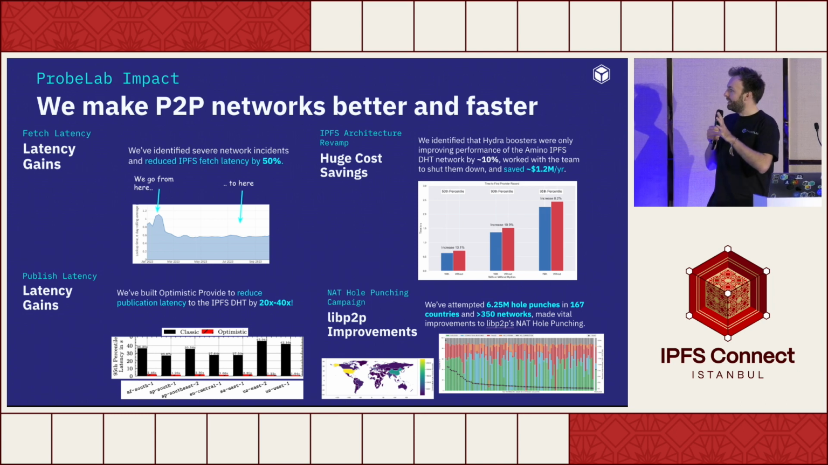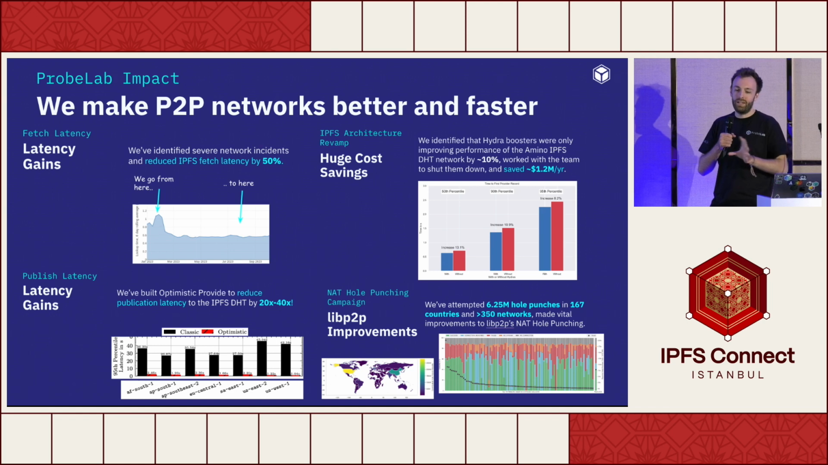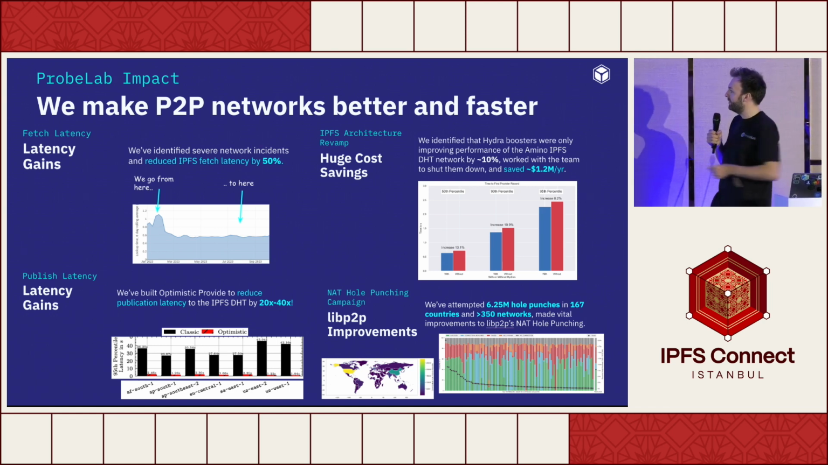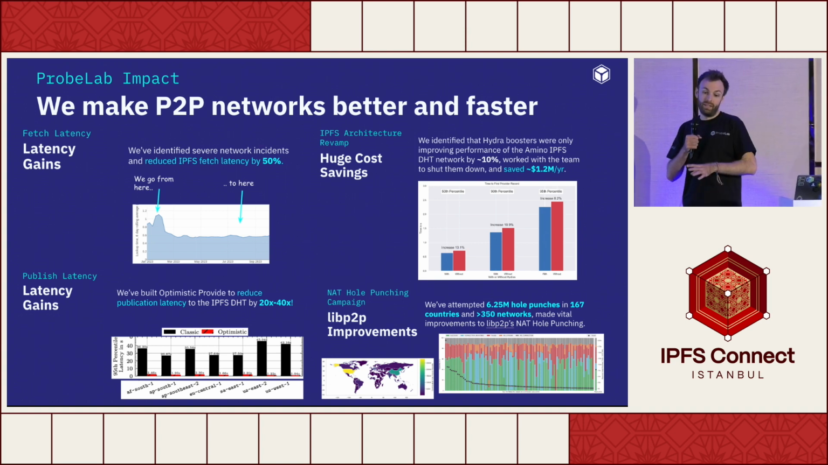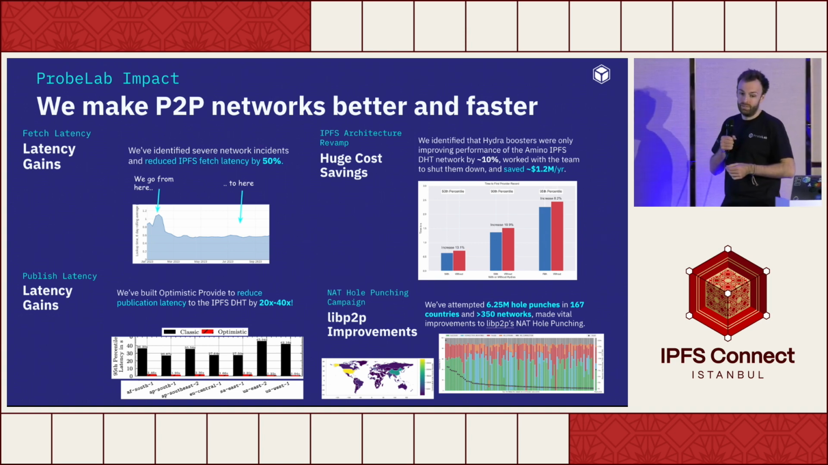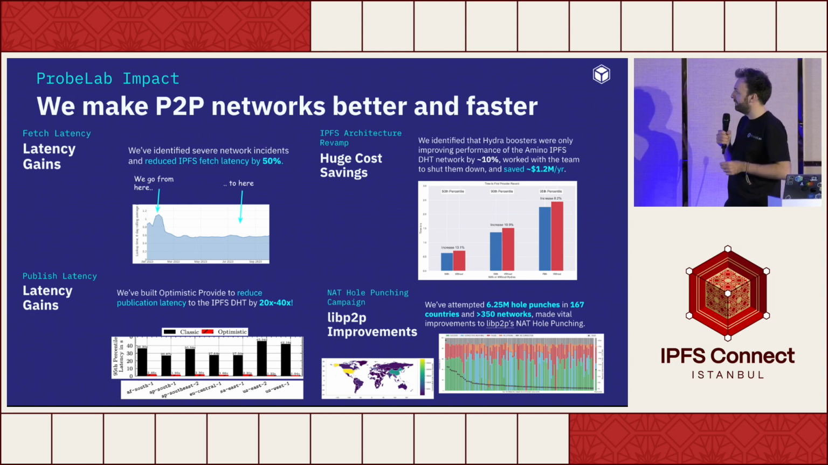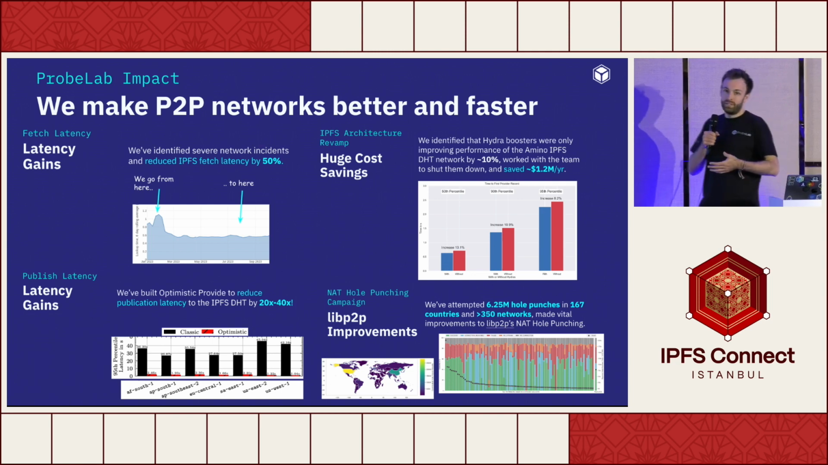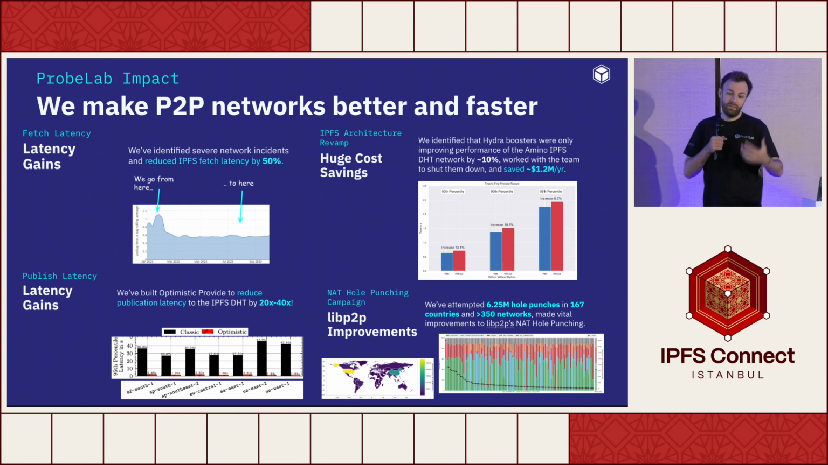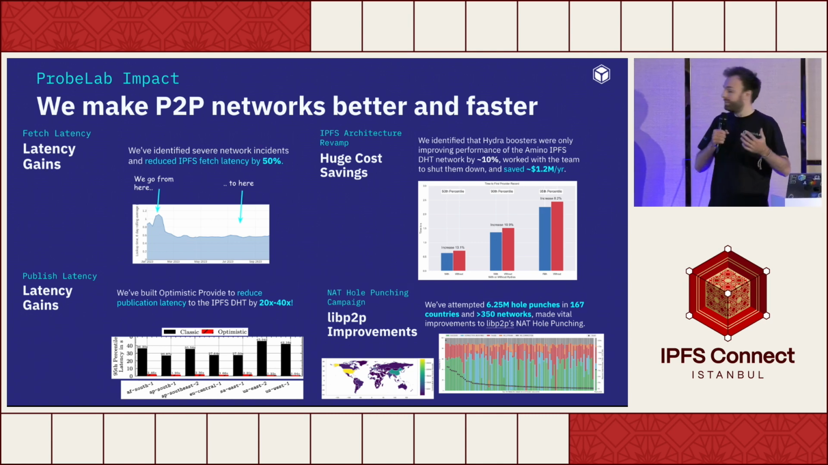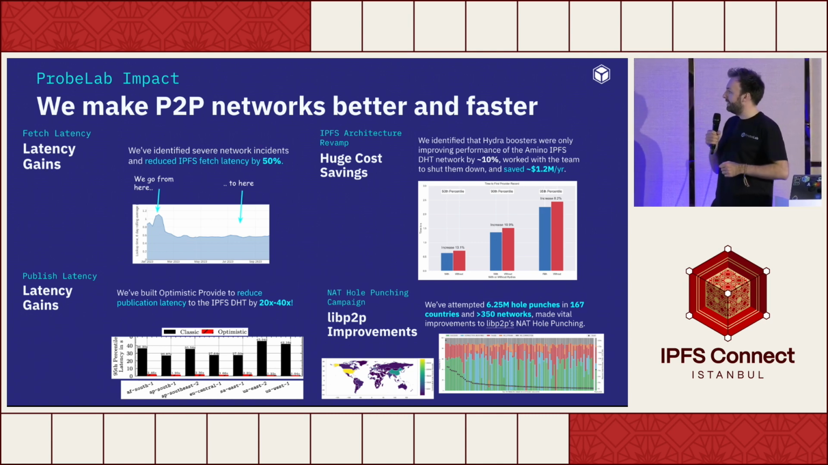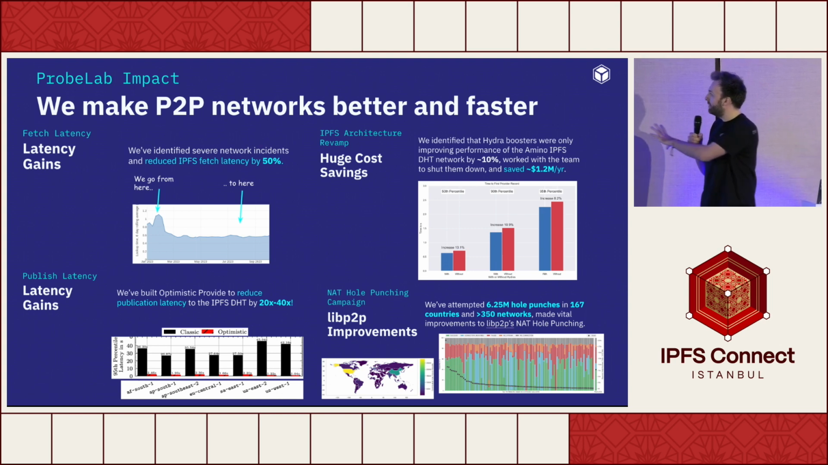And we found out that the latency gain that we get by operating these Hydra boosters is actually in the order of perhaps 10% or so. And this didn't warrant the costs that they incurred on Protocol Labs' bill. So it was around 1.2 million per year. And so we decided to shut them down. And we could shut them down without worrying that the network will fall apart or that we would gain another 1 second or so latency in DHT lookups. So this is another project that we did.